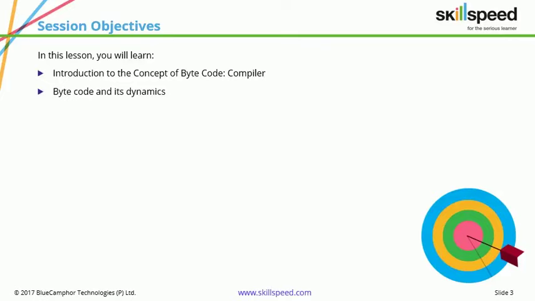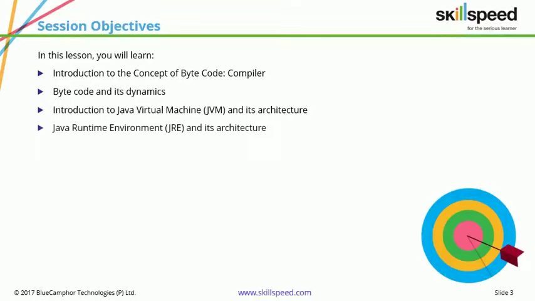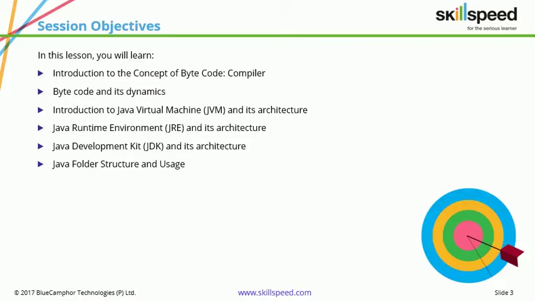Then bytecode and its dynamics, an introduction to the Java virtual machine and the architecture of the Java virtual machine, the Java runtime environment and its architecture, the Java development kit and its architecture, the Java folder structure and how we use it, downloading and installing Java, the JDK 8, the Java development kit 8, which is the latest version that we have, and downloading and starting the Eclipse IDE, the IDE that we use for Java programming.